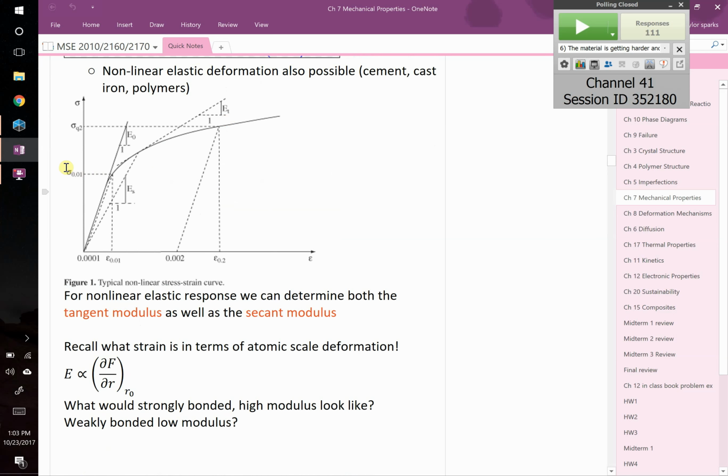So this plot. I thought we lost our pen.